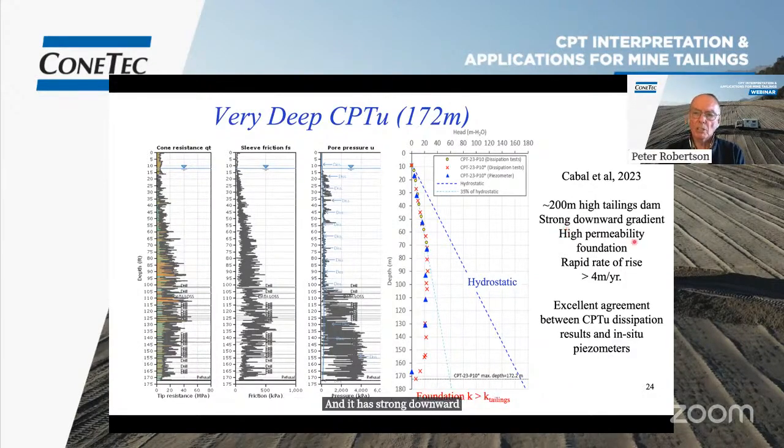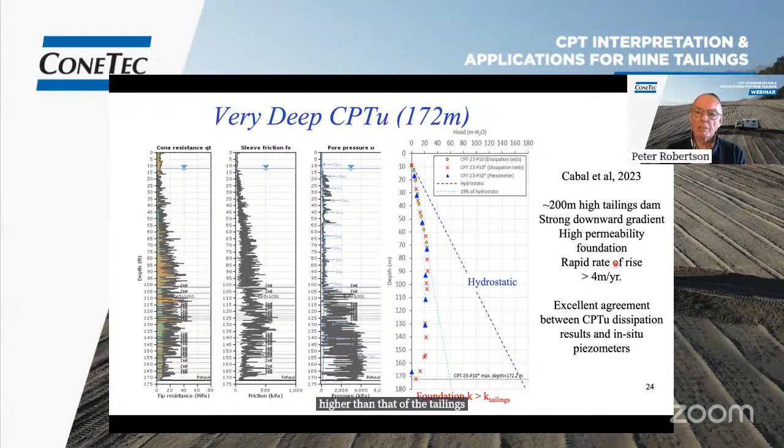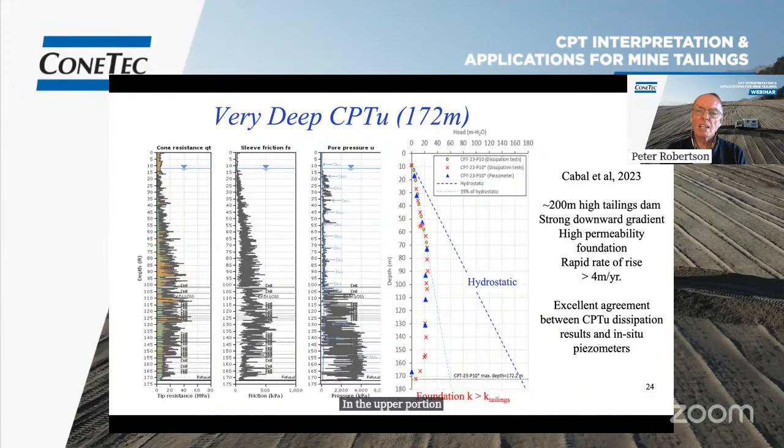It's got a relatively high permeable foundation. At least the permeability of the foundation soil is higher than that of the tailings. And it had relatively rapid rate of rise, greater than 4 meters per year. And what you can see is that there's a strong downward flow. It's not vertical gravity, so it's not zero. In the upper portion, that light dashed line is 35% of hydrostatic. And then at the bottom, it begins to come down to zero at the foundation.